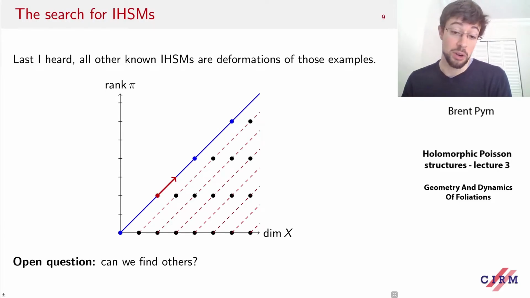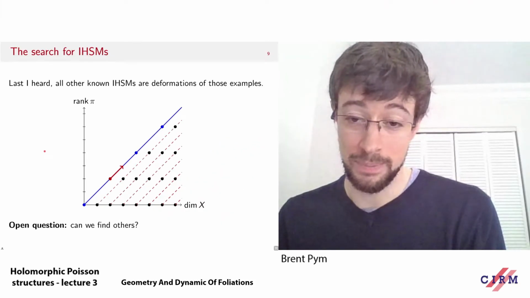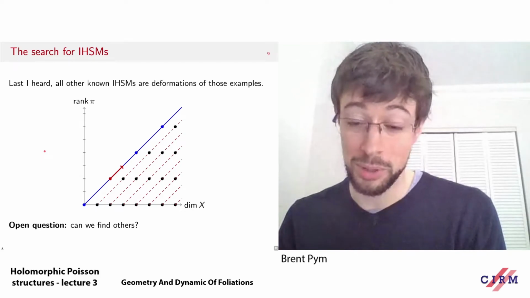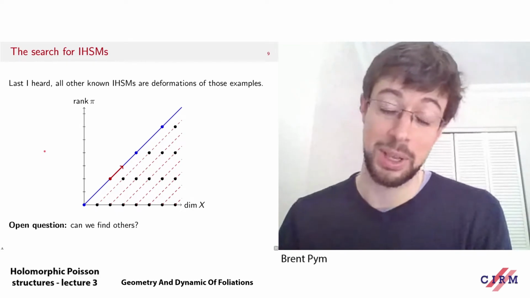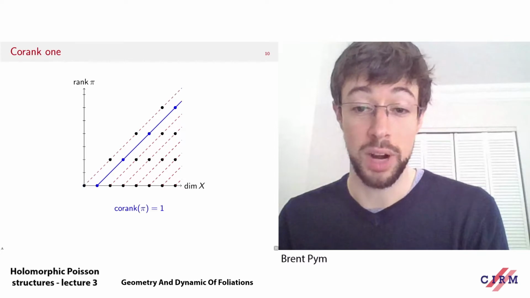And it's a major open question whether we can find new examples which somehow don't arise from surfaces in this way. It's a very interesting topic. There's been a huge amount of very beautiful work on these irreducible holomorphic symplectic manifolds. But since my job is to talk about more general Poisson manifolds, I'm going to have to skip over all of that beautiful work and move right along to the next case, which is co-rank 1.